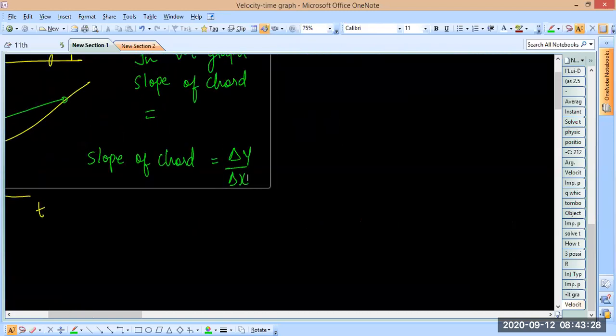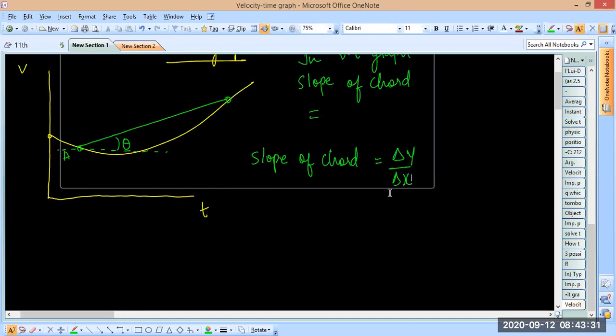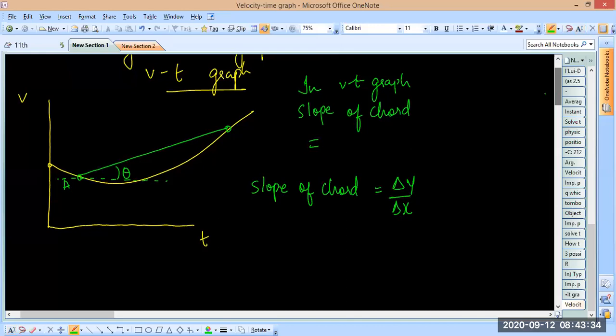Okay. Yeah. Let's continue. So right now here on the y-axis, what do we have, people? What do we have on the y-axis in this graph? I'm waiting for you, everyone. Come on, take part. What is on the y-axis? Very good, velocity. Y-axis is velocity. So this is equal to delta, instead of y, I'm writing v, divided by delta t, since on the x-axis we have time. What is the meaning of delta v by delta t?